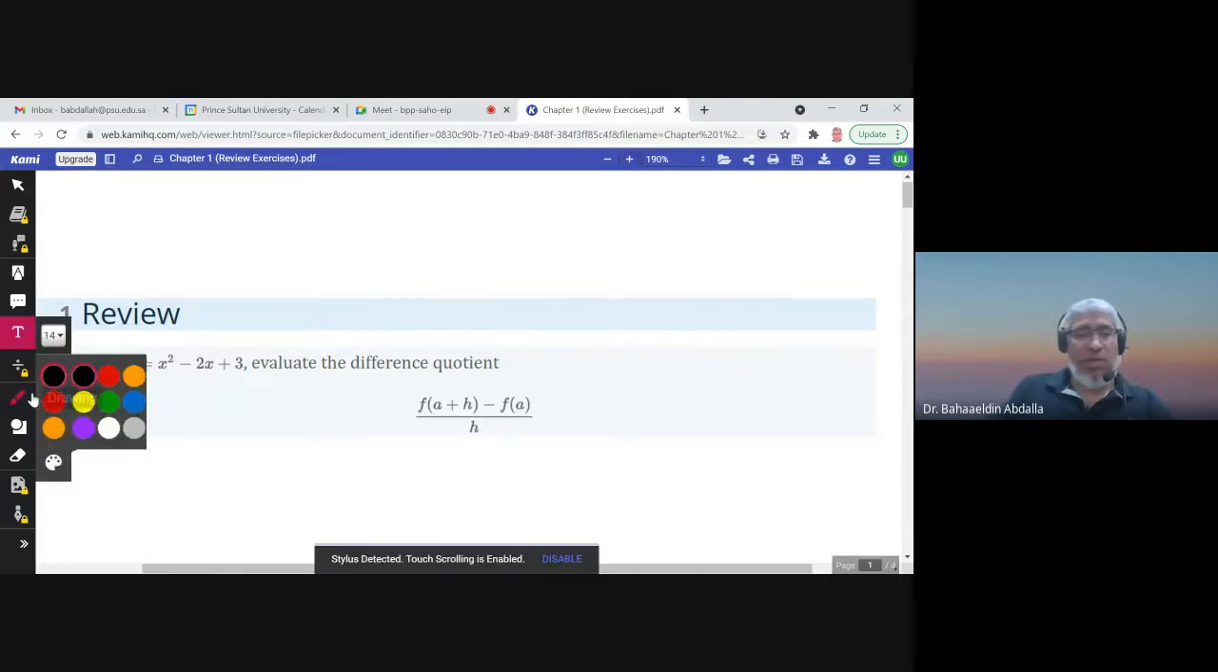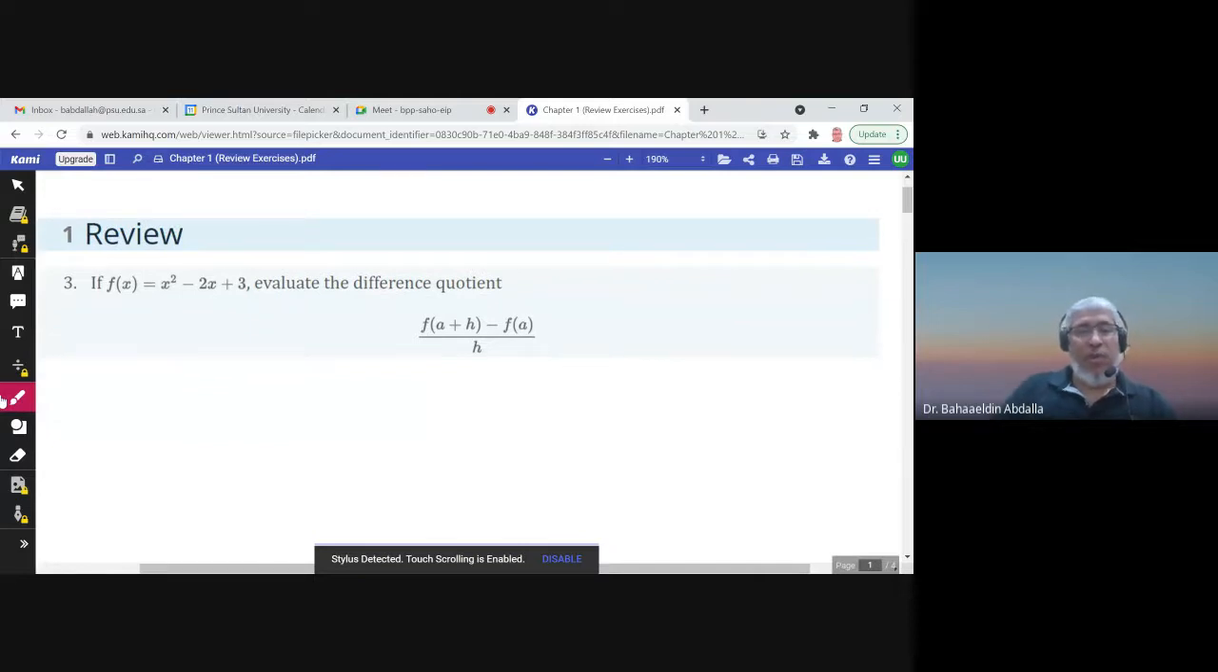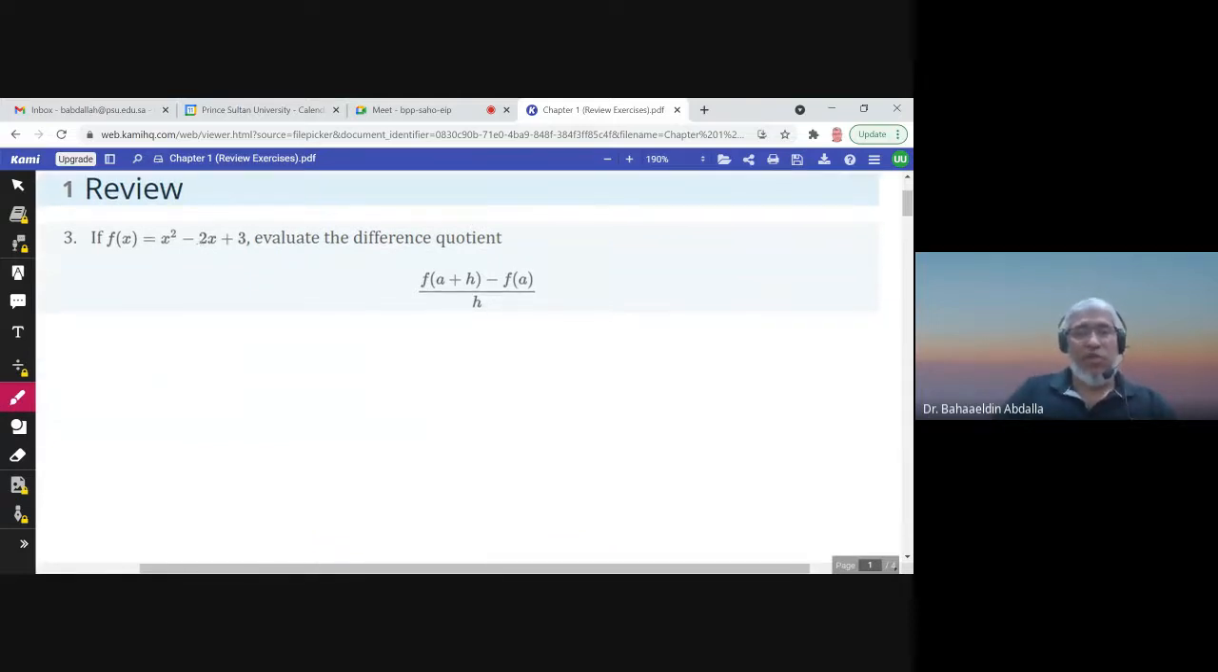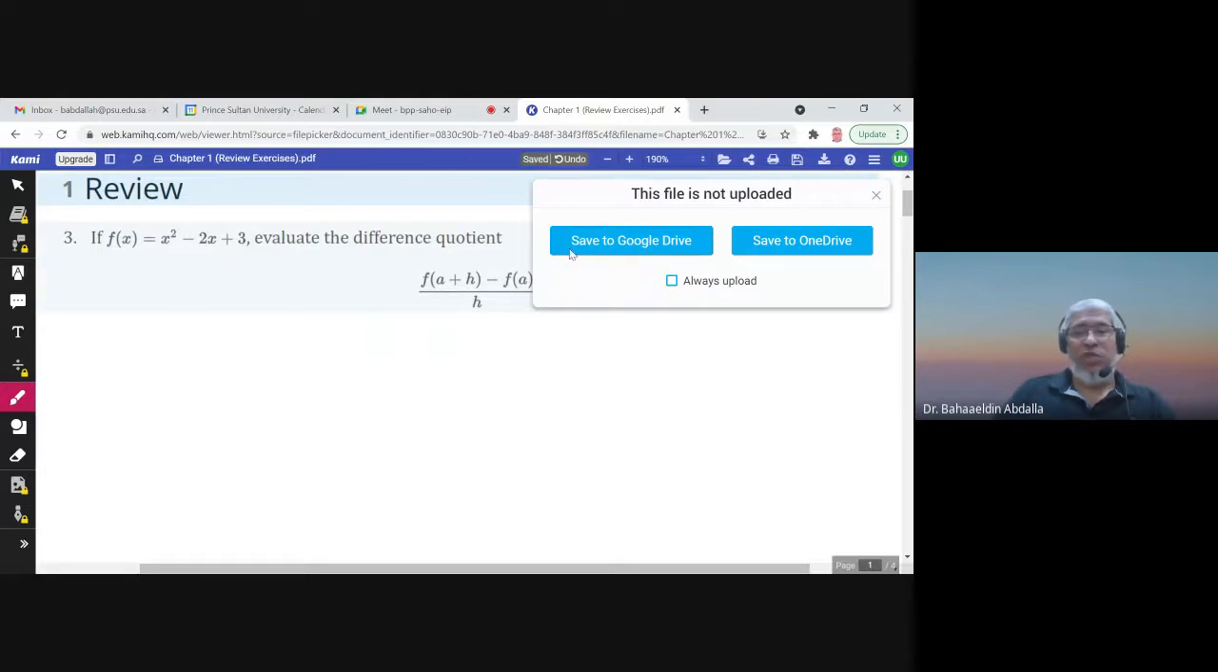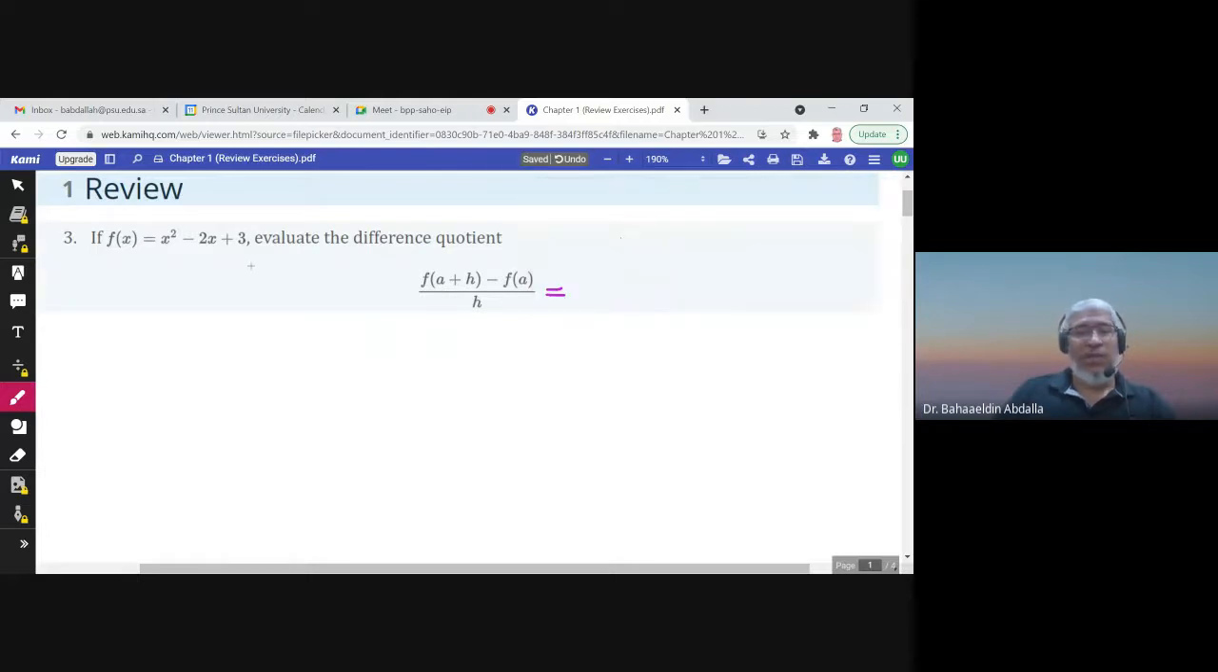These are some review exercises about chapter 1. This is a function f of x, evaluate the difference quotients. Well, let us find the difference quotients. F of a plus h, we replace x in the function by a plus h.